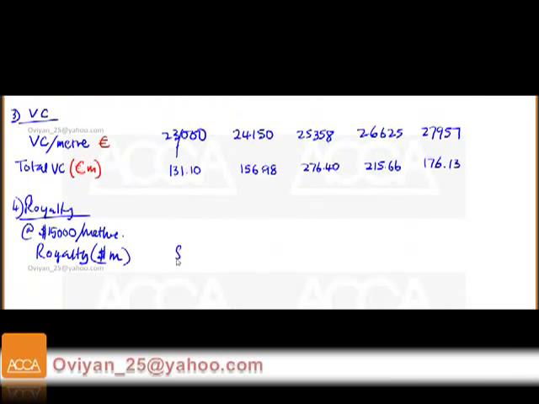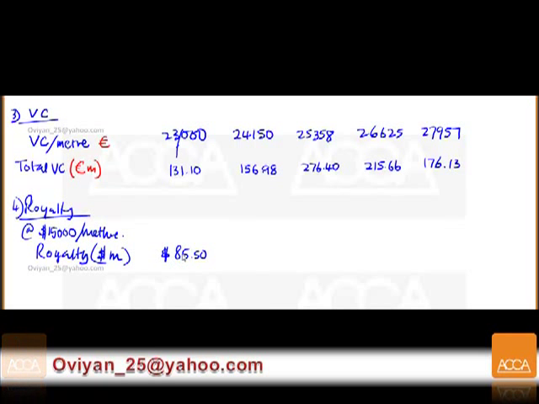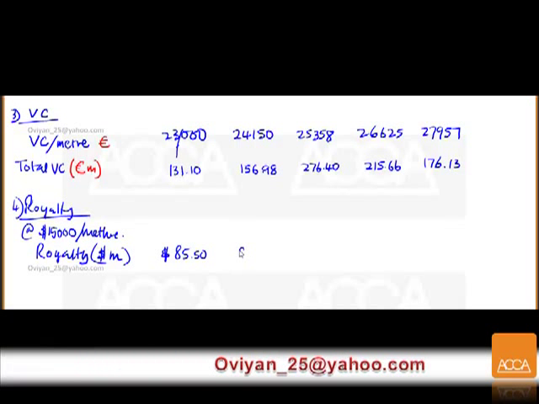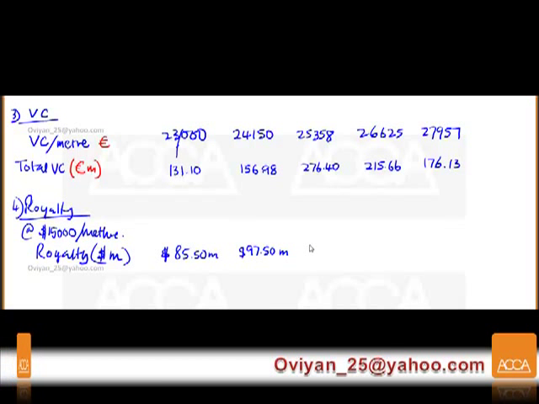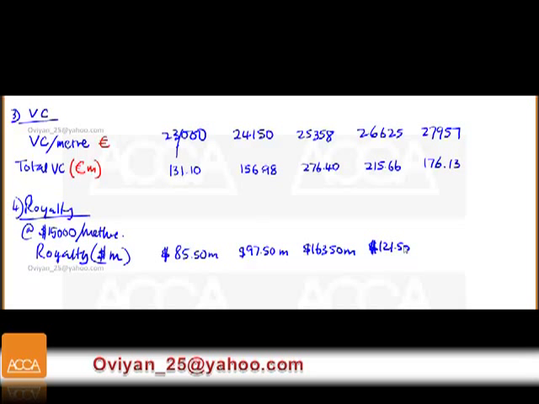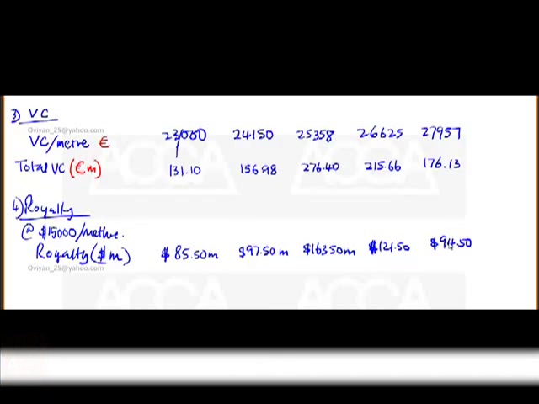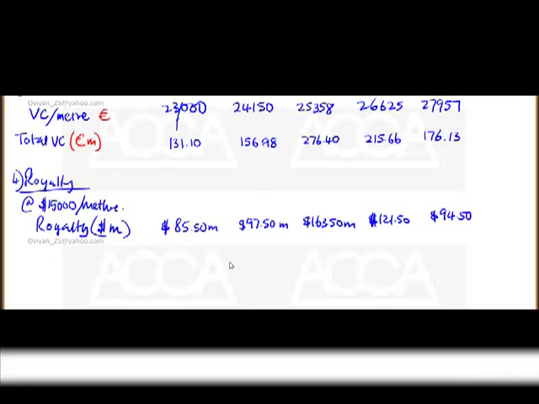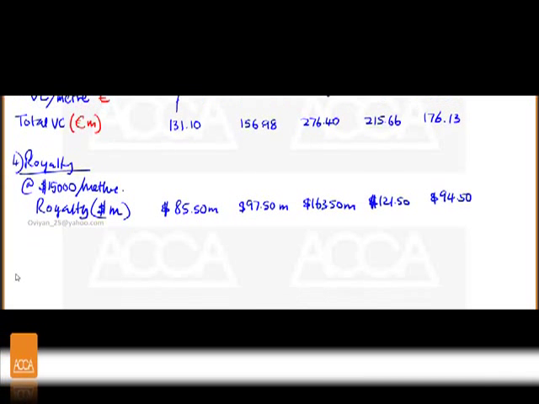Is it 85.50? This is going to be in dollar. Be careful, I'm just highlighting these dollars. The rest is all euros. This is going to be in million, and this is going to be in dollar. 97.5 million. This is going to be 163.50 million. This is going to be 121.50. This is going to be 94.50. So you got the royalty here.